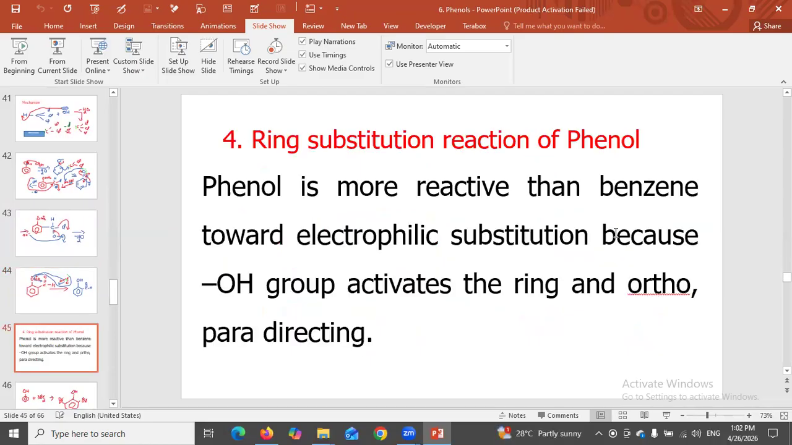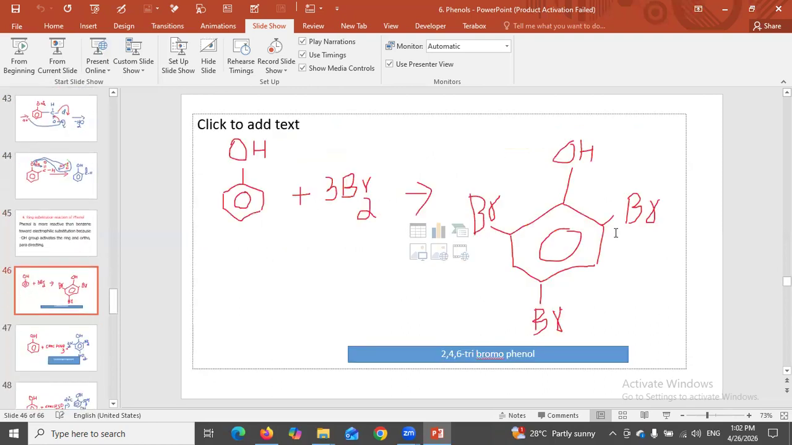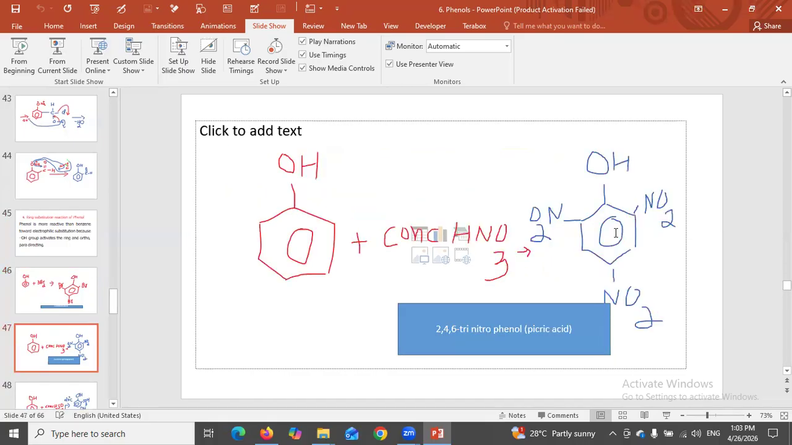Ring substitution reaction of phenol. Phenol is more reactive than benzene toward electrophilic substitution because the hydroxyl group activates the ring at the ortho and para positions. For example, bromination of phenol produces 2,4,6-tribromophenol, and nitration of phenol produces picric acid, 2,4,6-trinitrophenol.